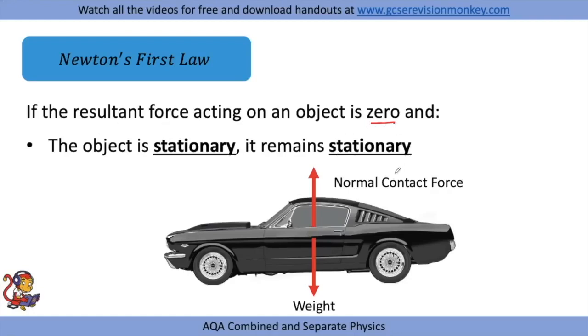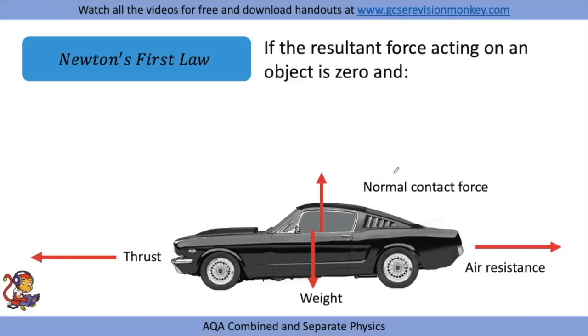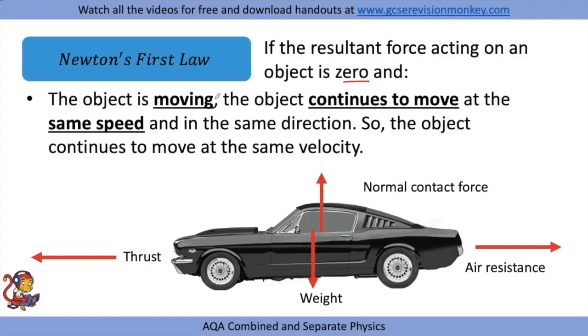In the second example, if the resultant force acting on an object is 0 and the object is moving, the object continues to move at the same speed and in the same direction. So the object continues to move at the same velocity. Because velocity takes into account speed and direction, if the resultant force of this car is 0, because here we've got your normal contact force, your weight, and the thrust and the air resistance are balanced out, this car is moving, and it has no resultant force, then the object will continue to move at the same velocity.